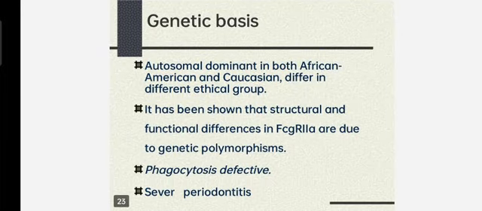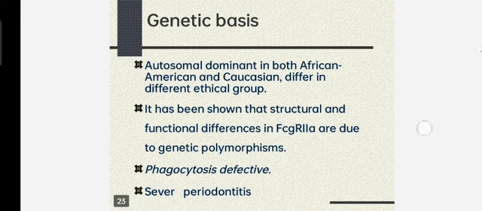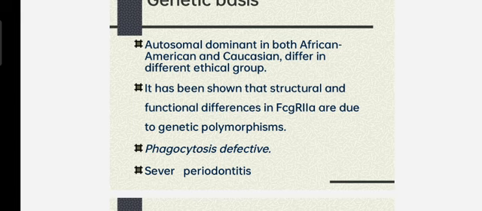Next is genetic. It is autosomal dominant in both African and American populations; Caucasians differ in different ethnic groups. It has been shown that the structural and functional differences in FCGR2A are due to genetic polymorphism. Basically, the Fc portion of IgG, the immunoglobulin, helps in phagocytosis of the bacteria. And if the immunoglobulin is defective, the bacteria will not be phagocytized. So if the patient has genetic abnormalities related to immunoglobulin production, then the disease will be very severe. The disease will be in the form of aggressive periodontitis or some phagocytic defect. If the patient has some phagocytic defect, then also the disease will be very severe.